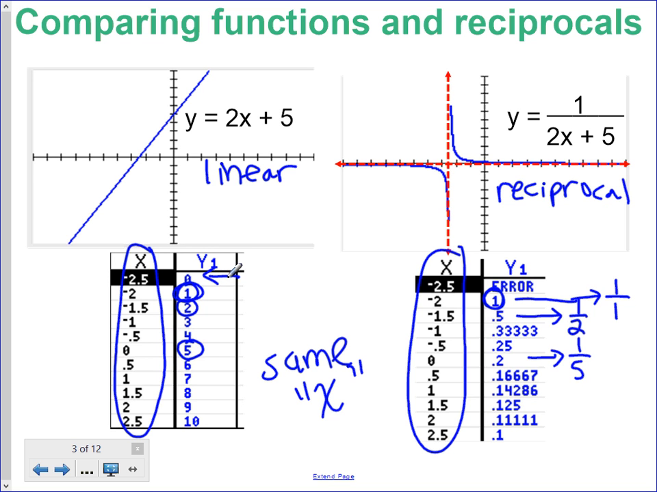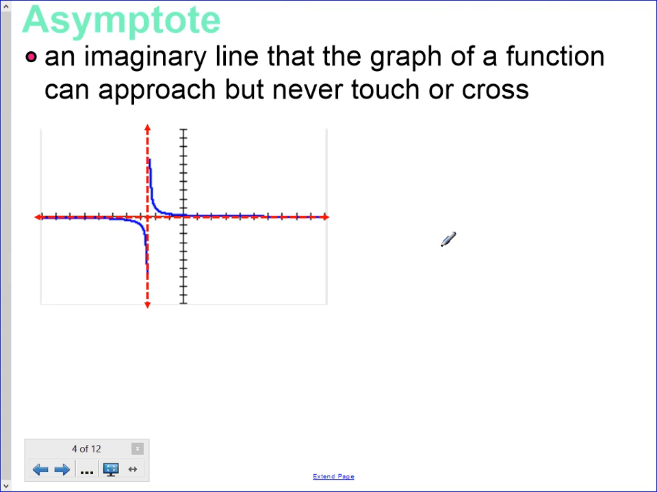Let's look at what happens here when y is 0. If I take the reciprocal of 0, 1 divided by 0, I get an error message because I can't divide by 0. So if I have an error message there, let's look at what happens with the x value that goes with that. An x value of negative 2.5, if we look on the graph here, I have this dotted line. And this dotted line is actually called an asymptote. That's something important with reciprocal functions. Let's look at an asymptote. An asymptote is an imaginary line that the graph of a function can approach but never cross or touch.